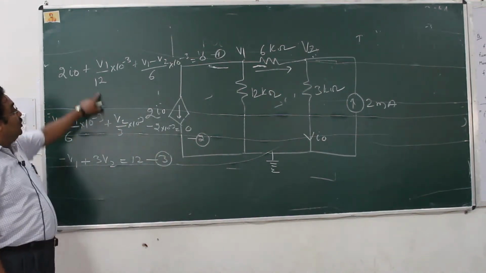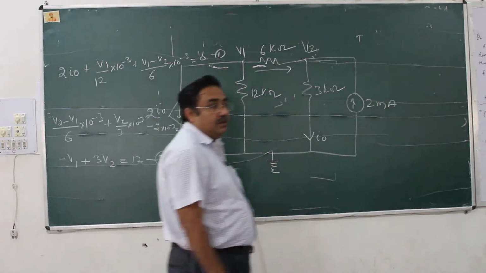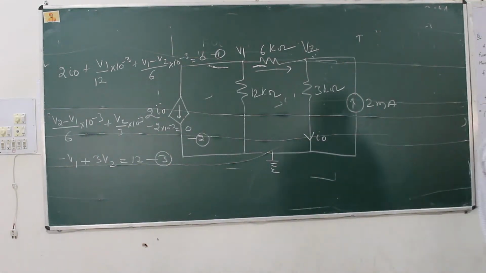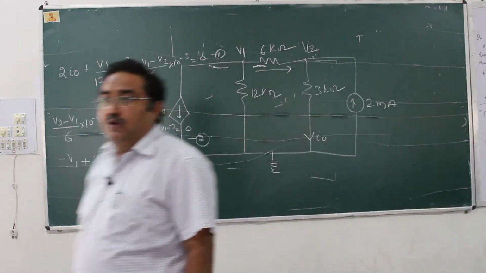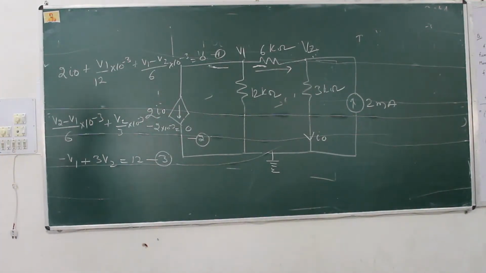Now who is creating problem? I0. That is in equation number 1. Who is creating problem? I0. You have to eliminate I0. As I have already told you, try to express this I0 in terms of V1 or V2 or a combination of both. So let's look towards this.